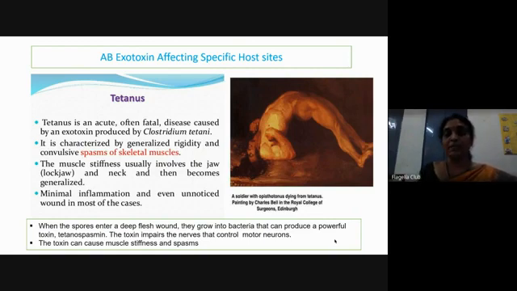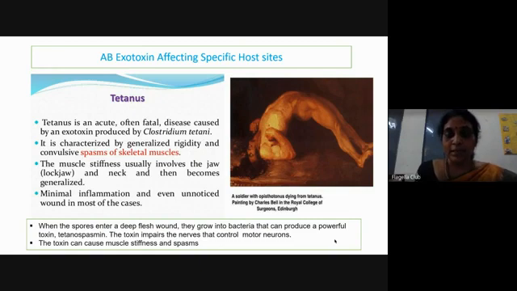Mainly here, the patient suffers with stiffness and his body finally turns like a bow and it leads to the death of the patient. The muscle stiffness usually involves the jaw, that is lockjaw, and neck, and then becomes generalized. Minimum inflammation and even unnoticed wound in most of the cases.